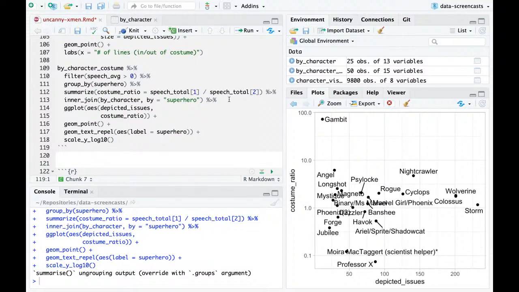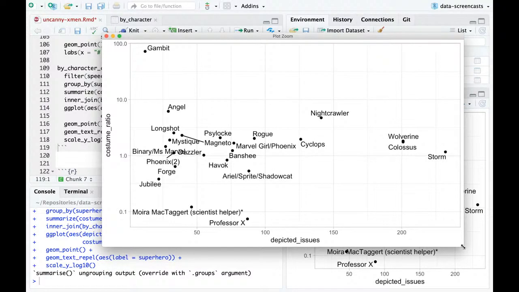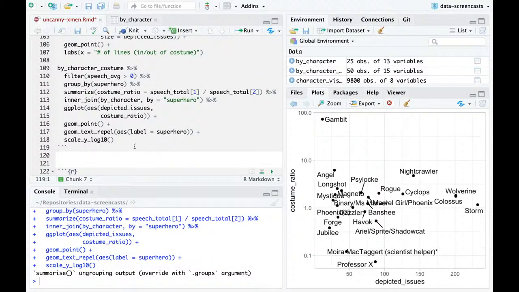All right. So now this is a bit more accurate. This is the total number of times they're depicted. All right, let's zoom in and take a quick look at this. This is one way of visualizing data where we focus on, okay, these are the more common characters, and here's Gambit, always in costume, Professor X almost never in costume, and I'm going to clarify this a little bit by saying Y is lines in costume, lines out of costume. And I'm going to say total issues depicted.